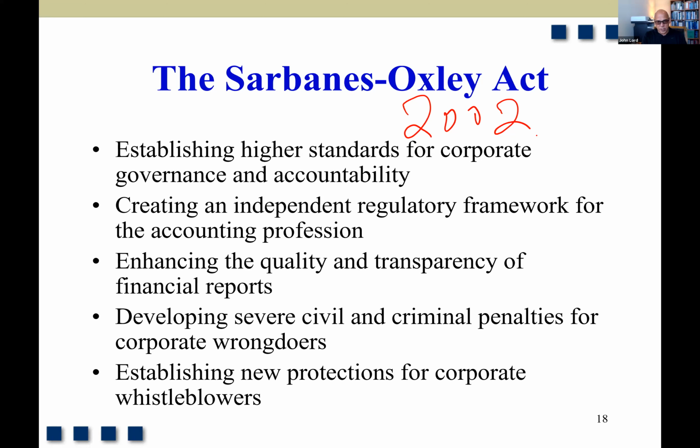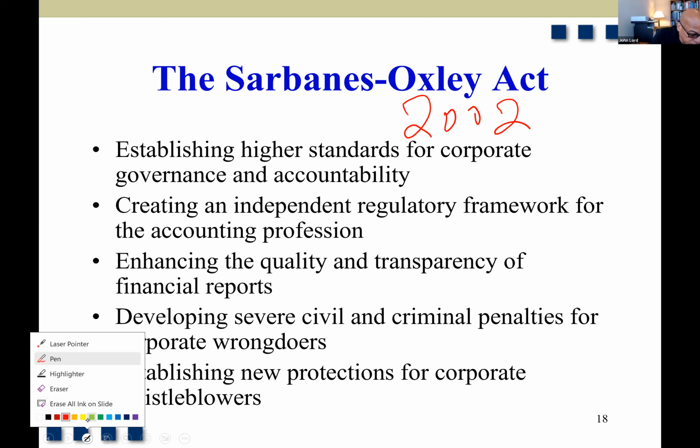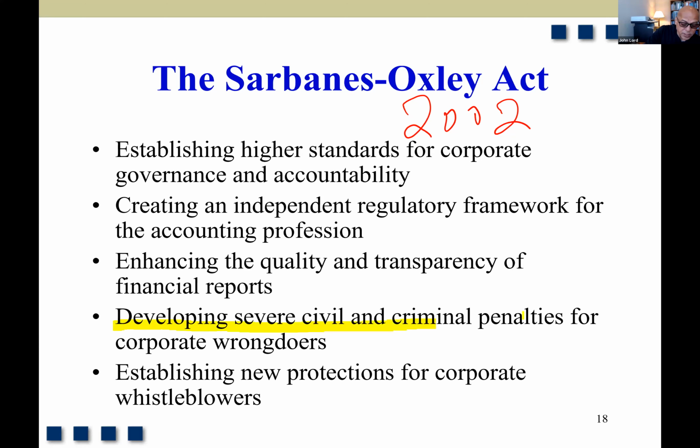And so one of the things they did was they created this PCAOB, Public Company Accounting Oversight Board, that we'll talk about here in a couple of minutes. They're there to oversee the auditors, make sure they're doing the audits of public companies correctly. It also developed severe civil and criminal penalties. Civil means that you're potentially going to have to pay a fine for things you do wrong. Okay, criminal means what? Criminal means, hey, if you do some of this stuff that was happening before Sarbanes, you're going to jail. They're pretty severe.